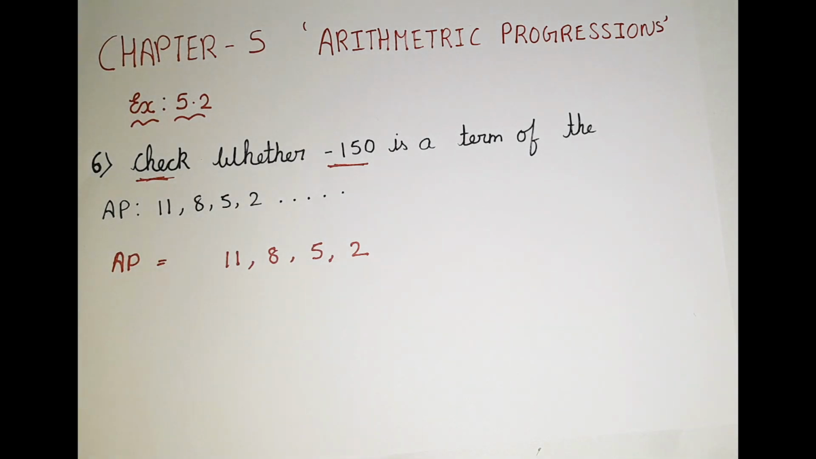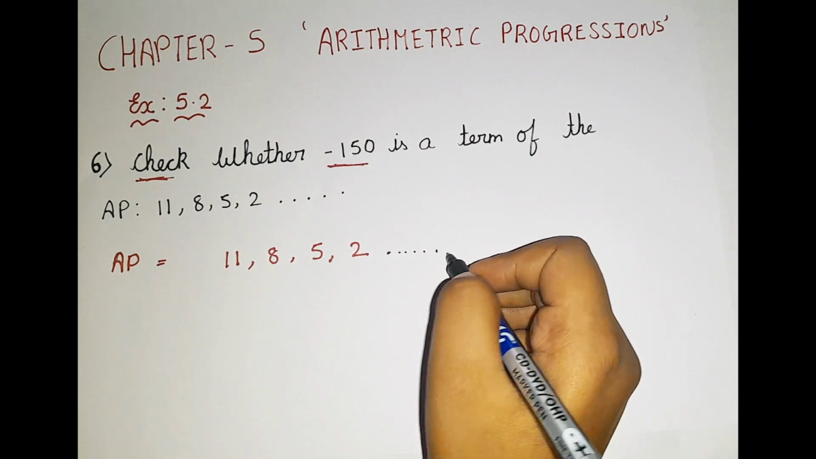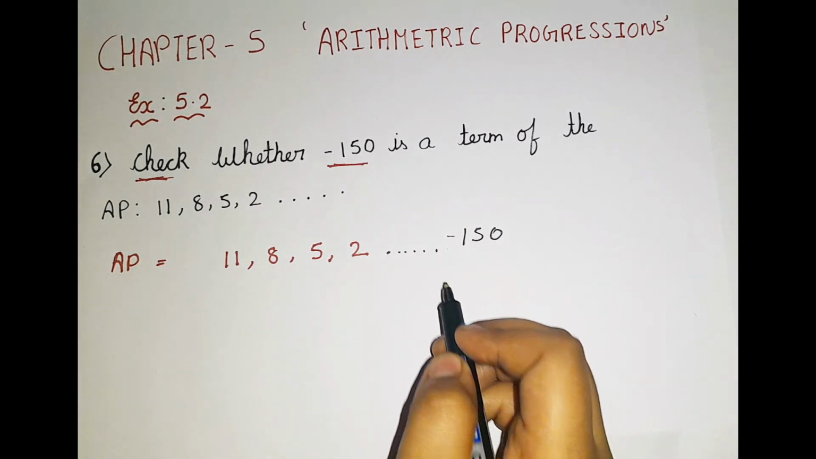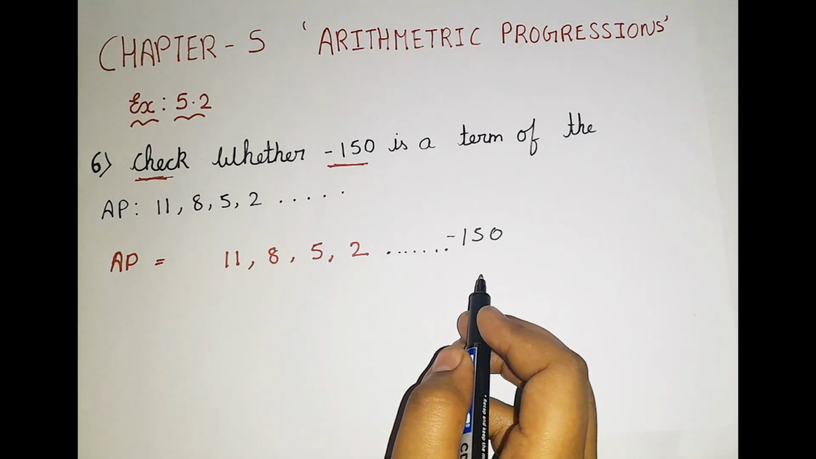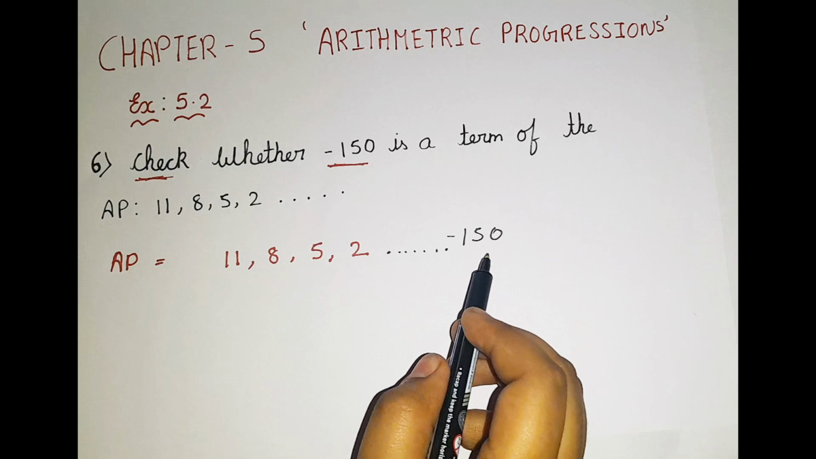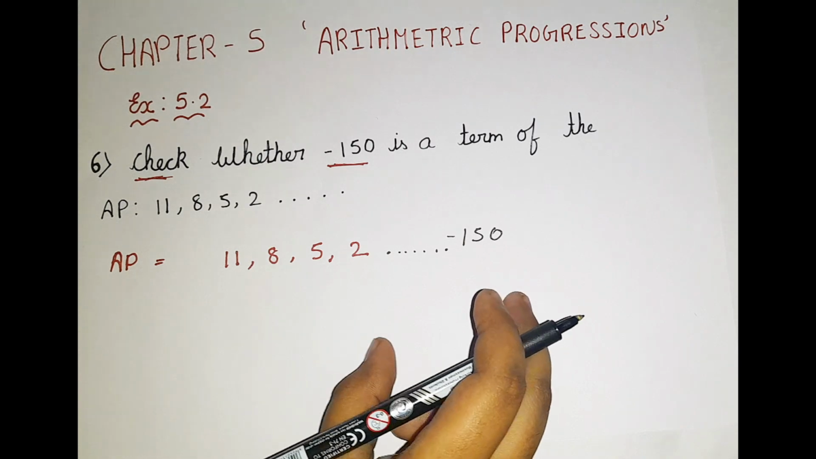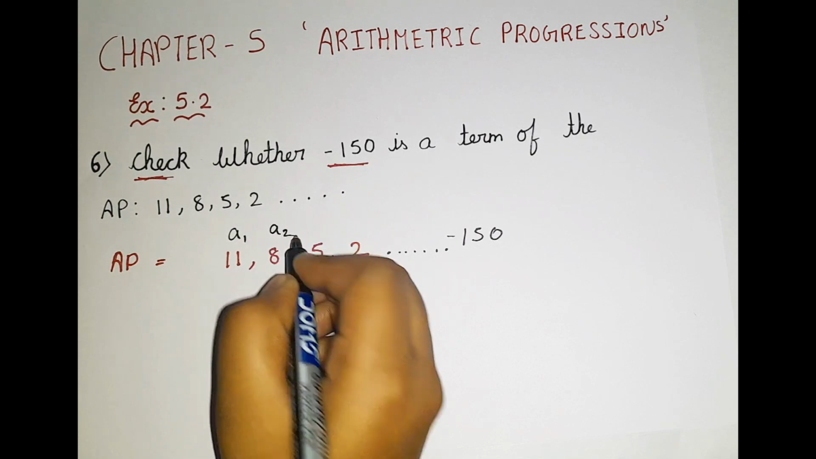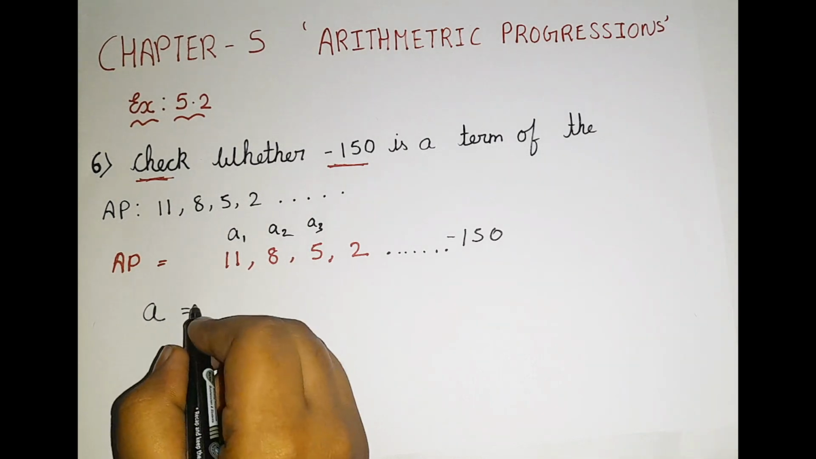Since we have a number like this, if I write so on like this, and write minus 150 here, we'll take this minus 150 as AN. Why am I going to take minus 150 as AN? Then only we'll be able to find whether this is a term or not in this particular AP. If you don't understand now, when you solve it, you'll understand. First of all, let's write the values. This is A1, A2, A3 and so on.